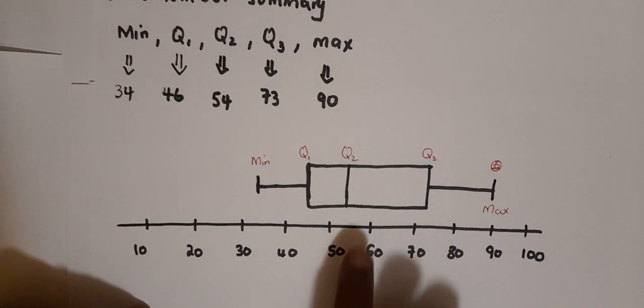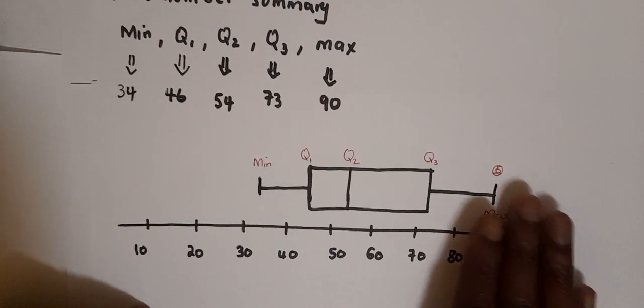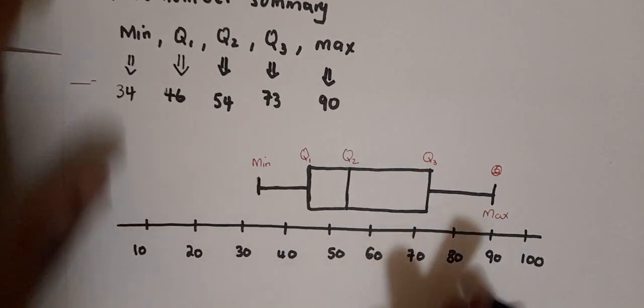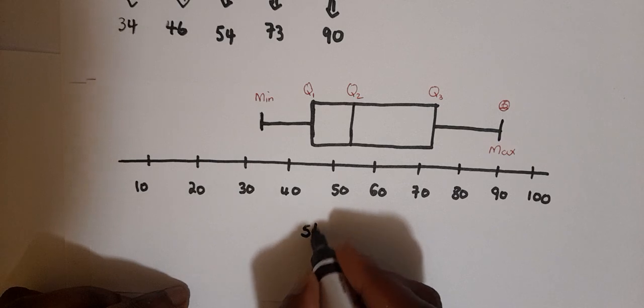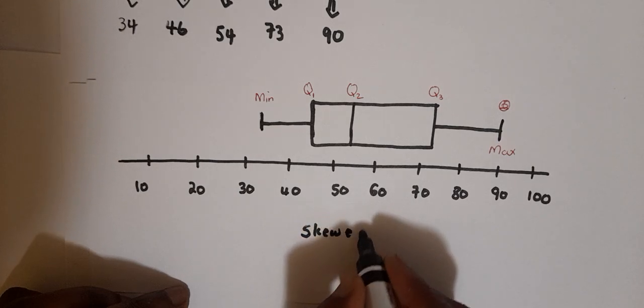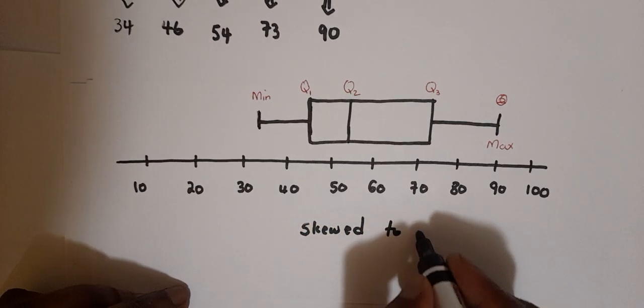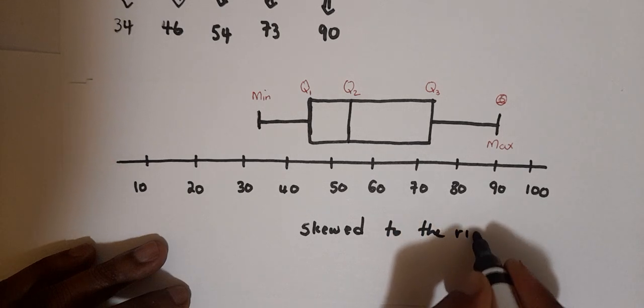And then a question again would come: comment on the skewedness of the data. Because we have more data on the right hand side than we do on the left, one would say this data is skewed to the right.